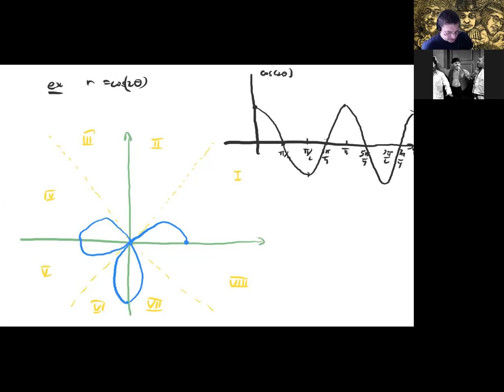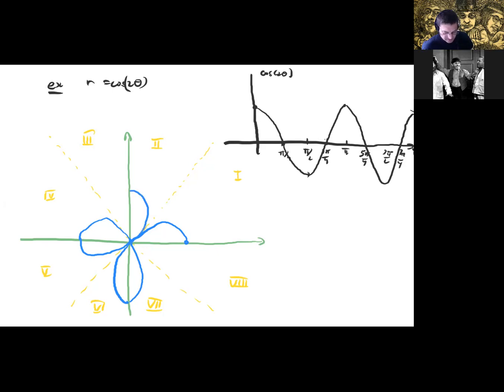Okay, so now we're in sector 6, and in sector 6 we're going from 5 pi over 4 to 3 pi over 2. r is going from 0 to -1, so it's always negative, or non-positive, in that range. So we have to go back to sector 2, which is opposite to sector 6, and r is going from 0 to 1.